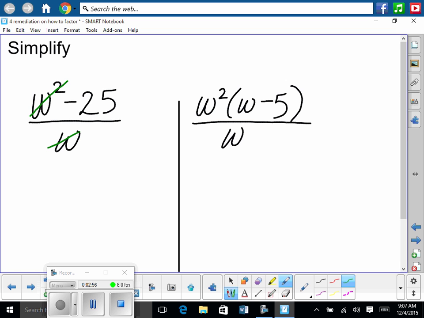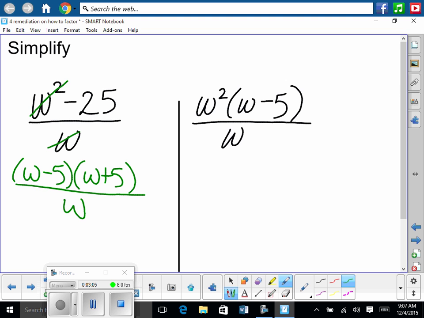We could factor the top. The factor of the top would be w minus 5 times w plus 5, and on the bottom we have a w. Now, are there exact factors that can divide out? No, right? W minus 5 is connected by a subtraction sign, and w plus 5 is connected as well. There's not that exact thing on the bottom. So this didn't simplify any further.